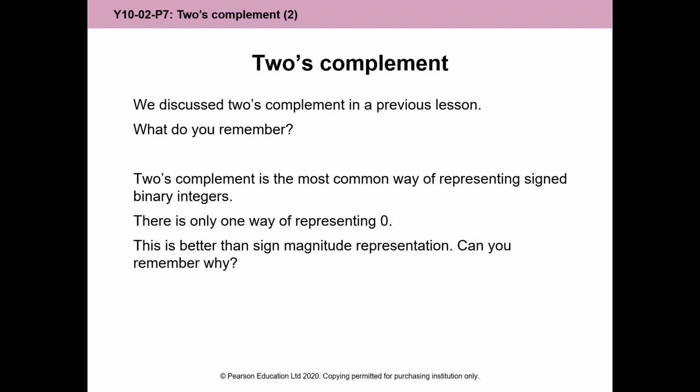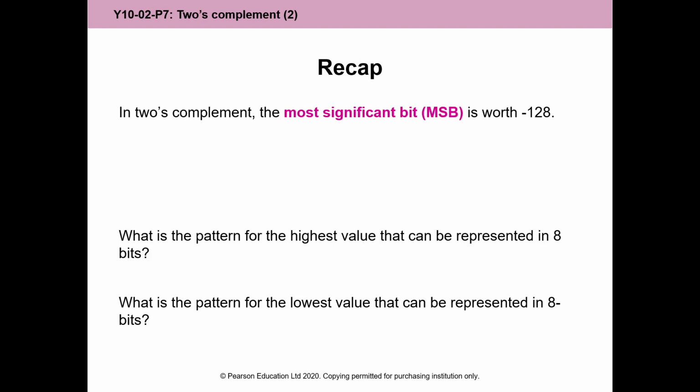Can you remember what the difference is between sign and magnitude and 2's complement, other than me saying that 2's complement is better? So as a recap, in 2's complement, the most significant bit is worth minus 128 if it's an 8-bit number, and you only have to deal with 8-bit numbers for your GCSE. But if it's a 4-bit number, it would just be minus 16. Or if it's a 16-bit number, it would be minus a big number, like 16 million or something like that. Can't remember what it is.